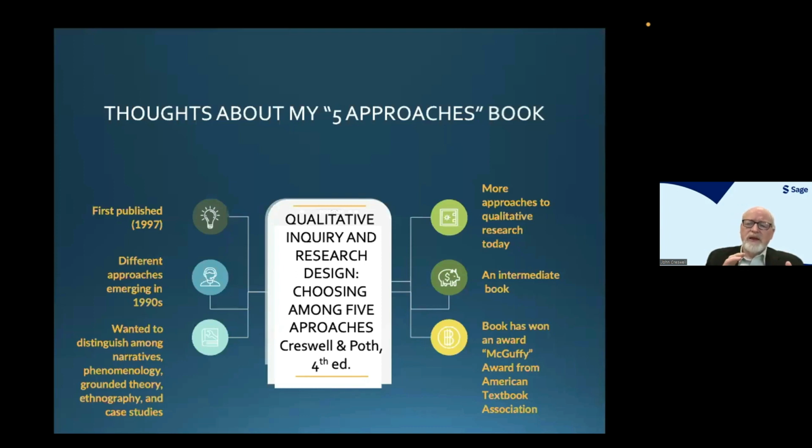I wrote this with the idea that this would not be an introductory book, more of an intermediate book. After a person learned the basics of qualitative research, then they would move on to these discipline-based analytic approaches such as narrative, phenomenology, grounded theory. But over time, people have started using this book as an introductory book. It has won the McGuffey Award, so I'm very proud of that distinction.